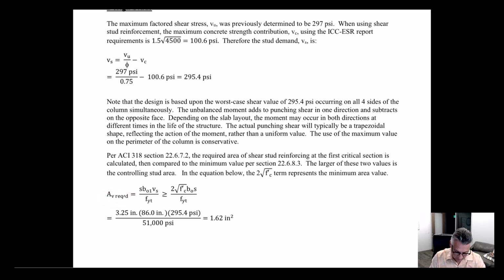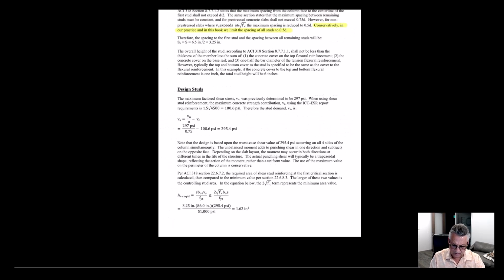So we have a spacing of 3.25. We had that critical shear plane one area, perimeter of 86 inches. We decided we needed 295.4 PSI in the shear stud, in the steel. Turns out all of these studs have a yield of 51,000 PSI. So we need 1.62 square inches when we add up all the first studs off the face of the column all the way around.